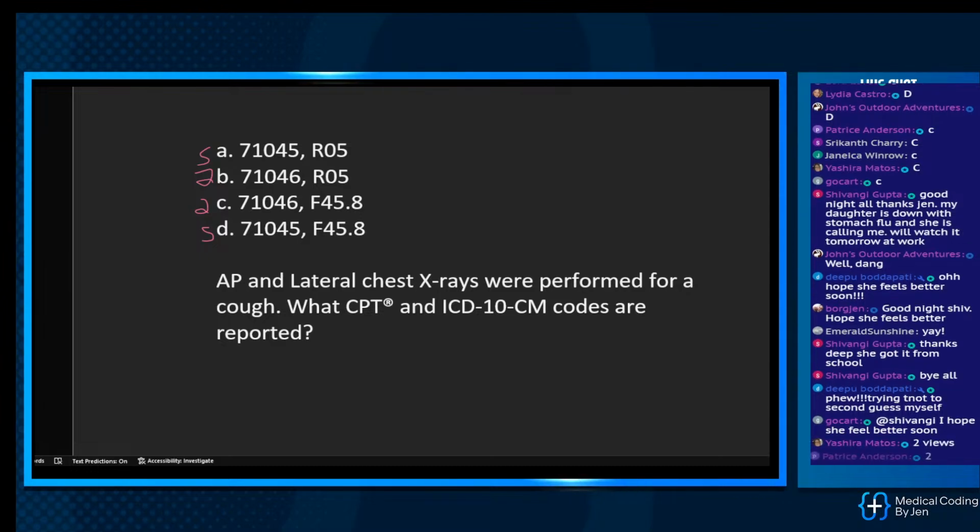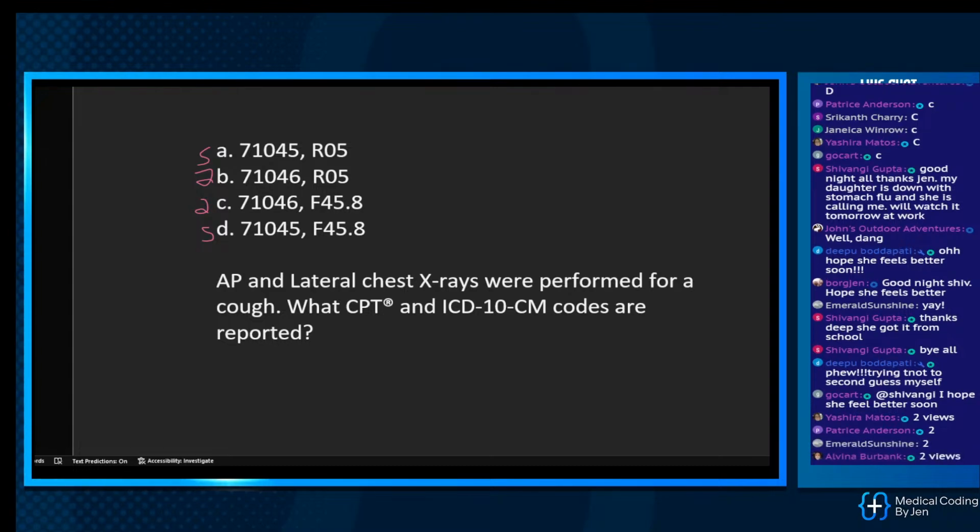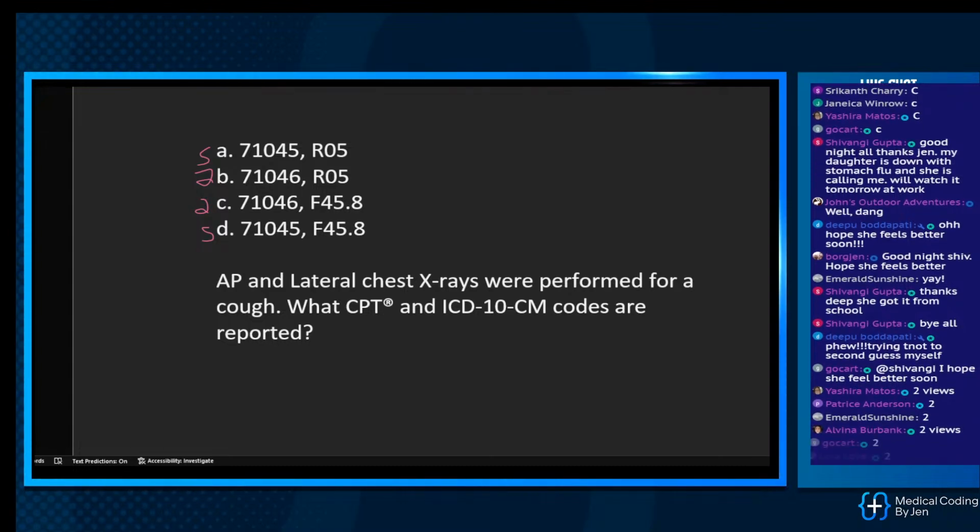Good night, guys. Good night, Gupta. Hope she feels better soon.